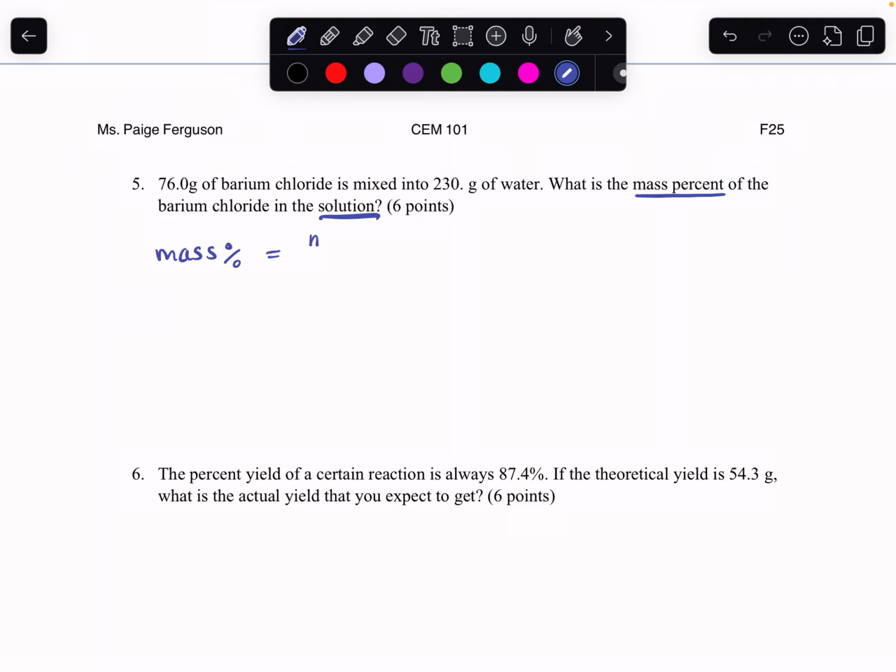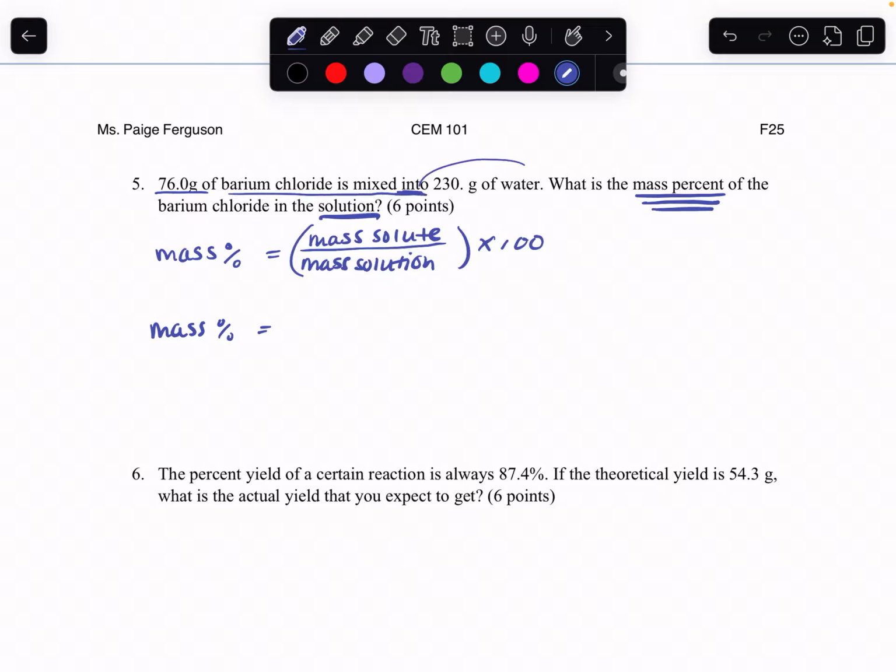So mass percent equals mass of solute, which is what you're putting into the solution, over mass of solution, all times 100. Remember that part. So I'm just going to start plugging things in at this point, okay? I don't have a mass percent. That's what they're asking for. So I'm going to say mass percent equals, what is my mass of solute? Well, I see that 76 grams of barium chloride is being mixed into 230 grams of water. In general, with these problems, the smaller number is going to be the mass of the solute. So it's going to be 76 grams.